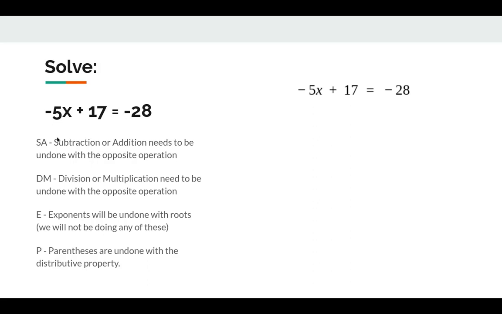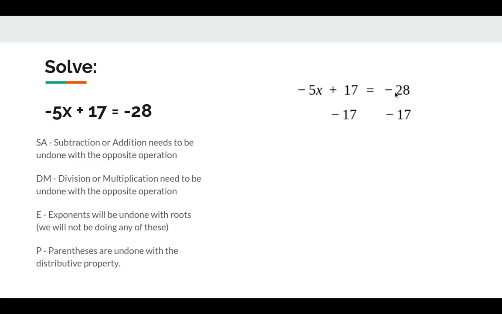Now, again, we're going to just follow SADMEP. So I'm looking at the addition. And the addition tells me that I have a plus 17. So the opposite of plus 17 is minus 17. So when I subtract 17, 17 minus 17 is 0. So I'm going to be left with a negative 5x on the left-hand side.